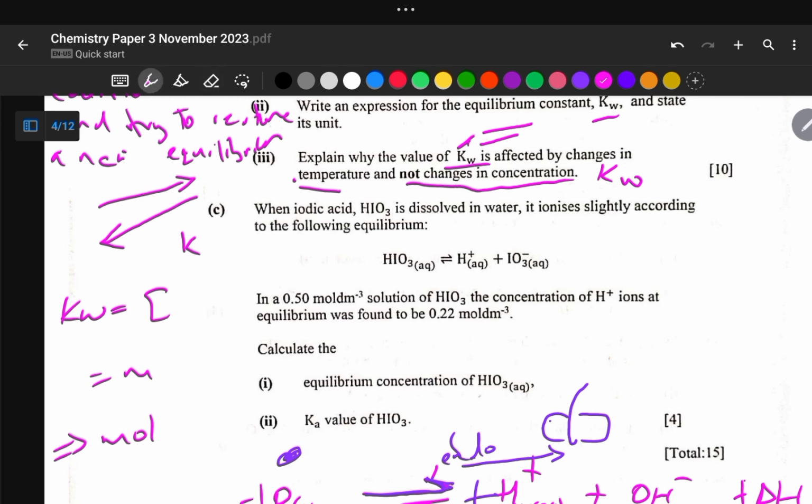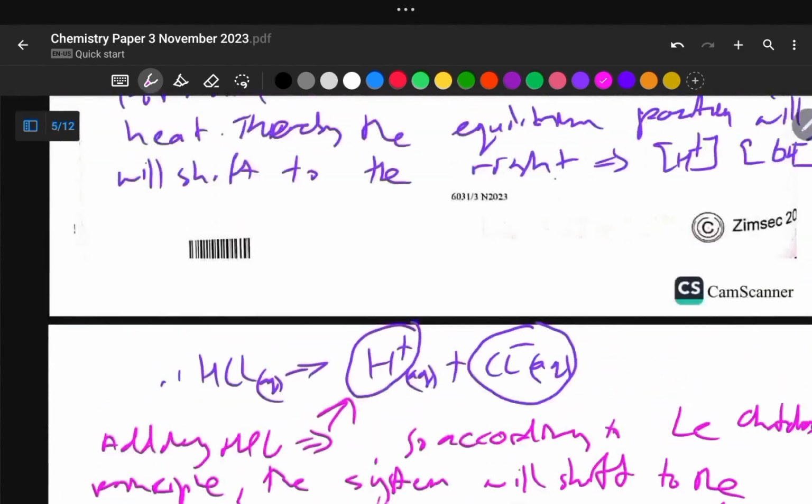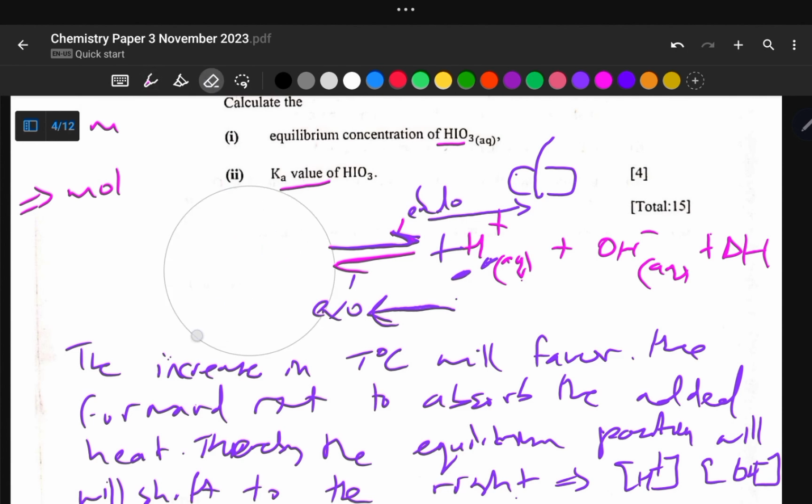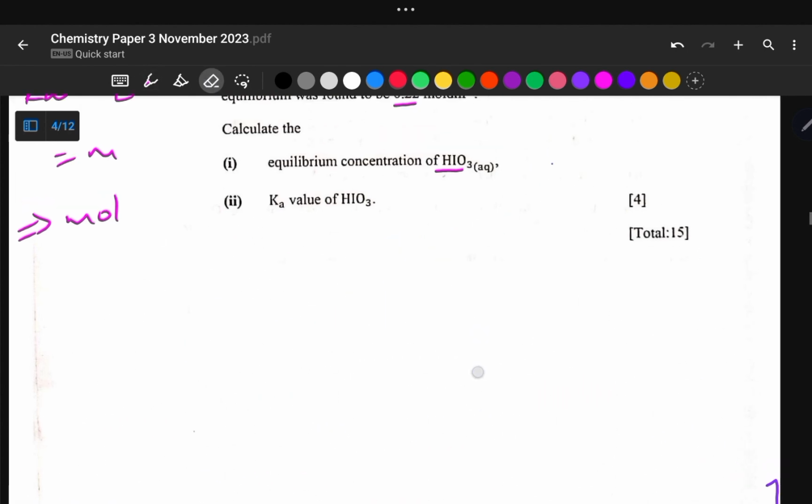When iodic acid with this formula is dissolved in water, it ionizes slightly according to the following equilibrium. So we have got this equation, and then in a 0.5 moles per cubic decimeter solution of iodic acid, the concentration of hydrogen ions at equilibrium was found to be 0.22. Calculate the equilibrium concentration of the acid and then find Ka, the acid dissociation constant. So we'll simply clear this so that we can have more space.